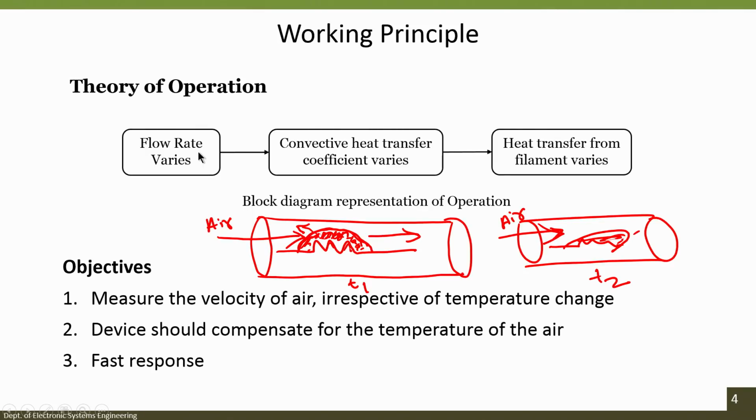Flow rate varies. If there is an increase in speed, say now it is at 1 meter per second, there is some rate of convection. What happens when I increase it to 10 meter per second? At a higher rate, the amount of convection increases and the cooling effect of the heater becomes quicker. So as the flow rate varies, the rate of heat transfer also varies. And hence, the heat transfer coefficient H is a parameter which has to be considered here.